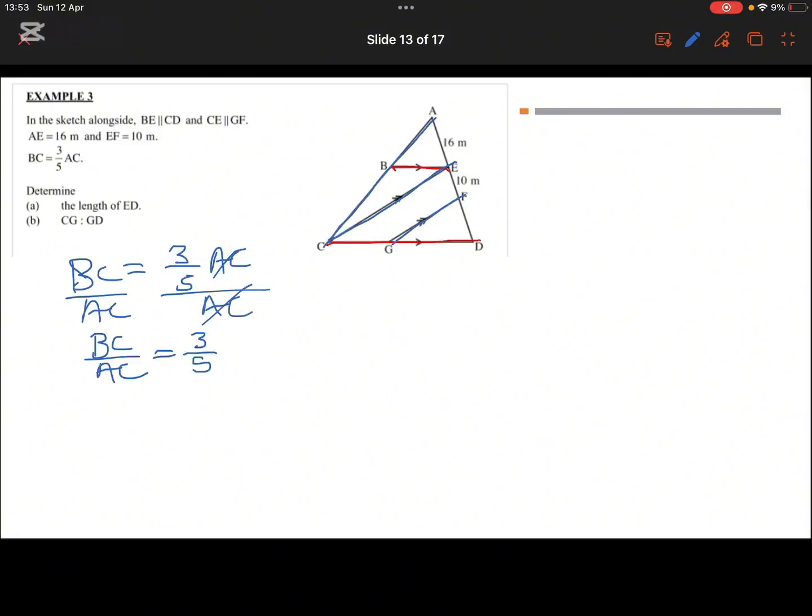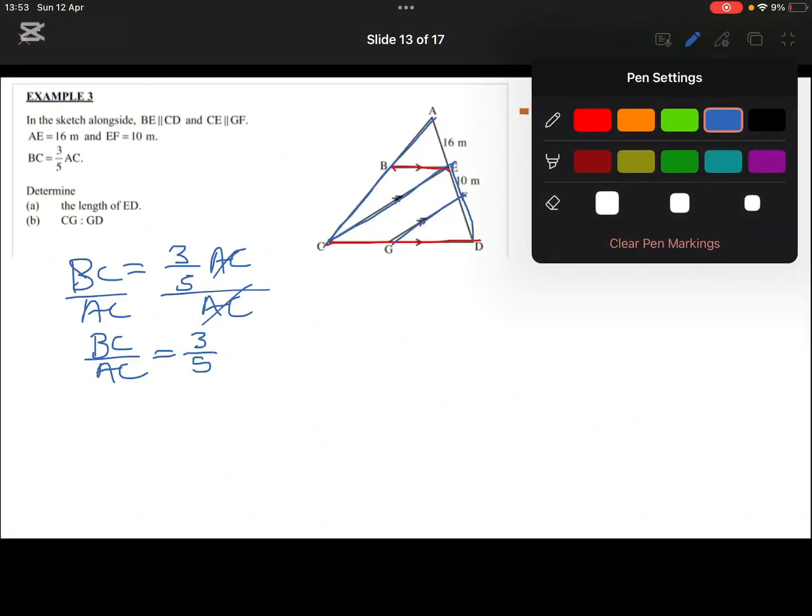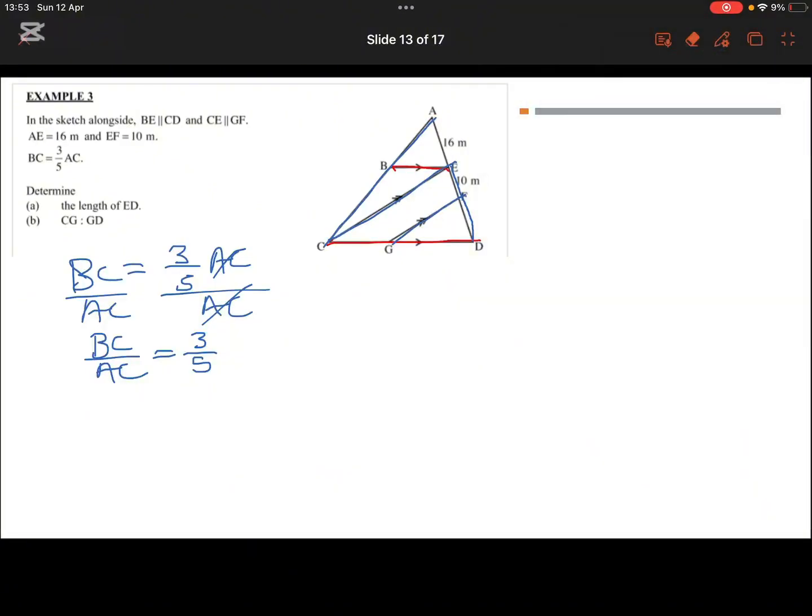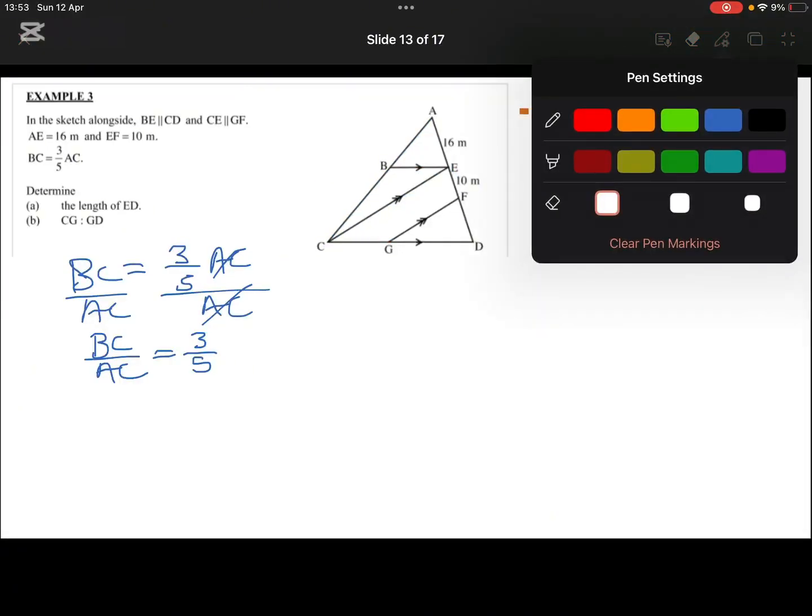Now, determine the length of ED. The length of ED is from here up until here. So now what do we know? We know that the sides are in proportion. Let's highlight the triangle that we're talking about. Okay, first let's clean up.